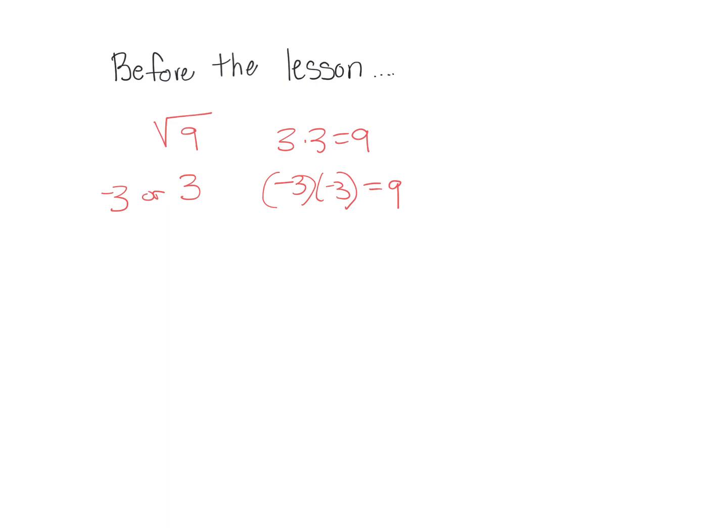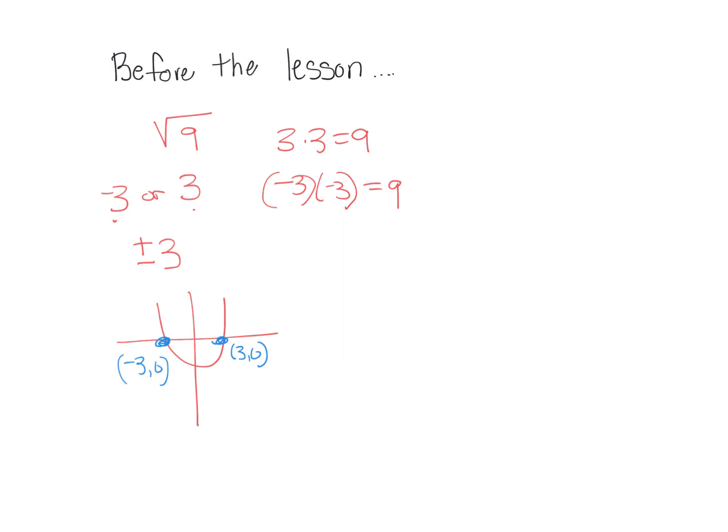And how we very often write that is plus or minus 3, which means that the answer is negative 3 or positive 3. Now, what that means on our graph is that we have an x-intercept at the point negative 3, 0, and the point 3, 0.